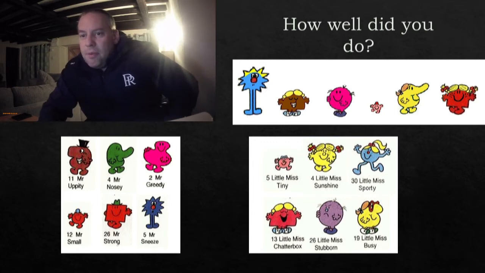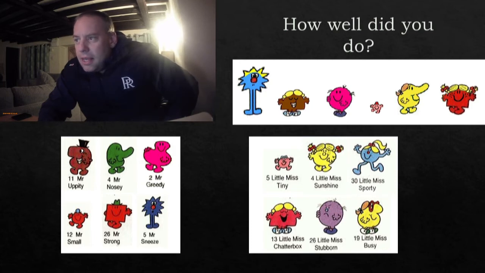Number 3, we've definitely got the pink colour of Mr. Greedy, but we've got the hair and body shape of Little Miss Stubborn. So those would be those parents. The next one would be if we put Mr. Small with Little Miss Tiny, we would get that offspring.